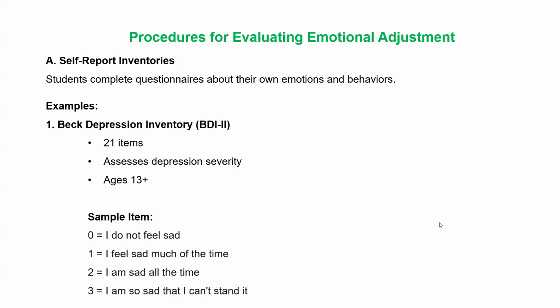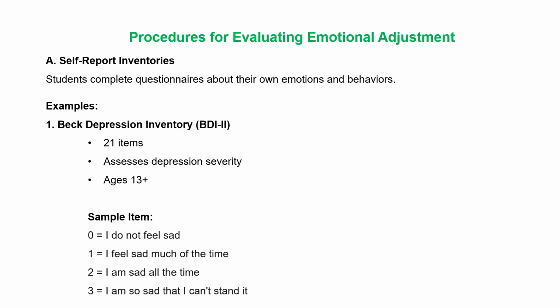Procedures for evaluating emotional adjustment. Let's see. Self-report inventories: students complete questionnaires about their own emotions and behavior. We can give them a questionnaire, and they complete it about their own emotions and behaviors. For an example, the Beck Depression Inventory. The name is called like that.